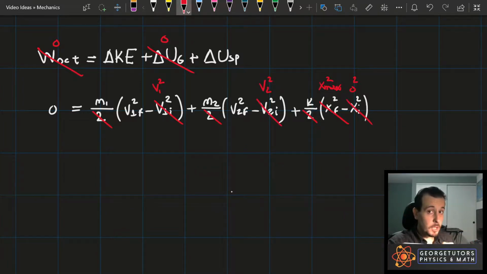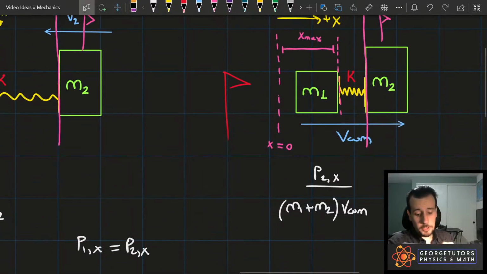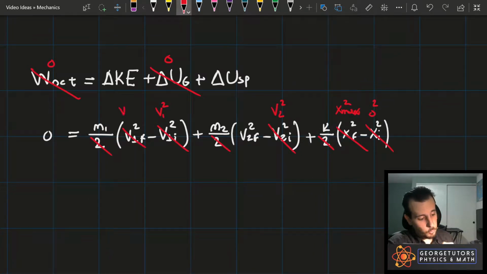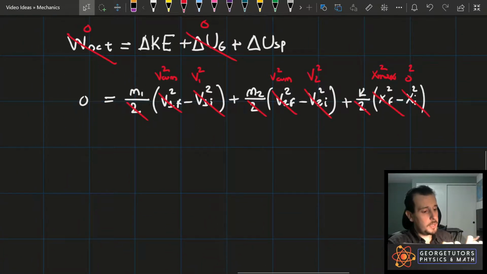Now, as for the final velocities of m1 and m2, we know they are common, and the value of them, we called it vcom. So that's what I'm going to replace these with. Okay, so now that I have this at hand, I can go ahead and actually write out what I have.